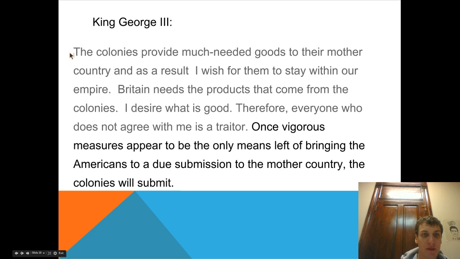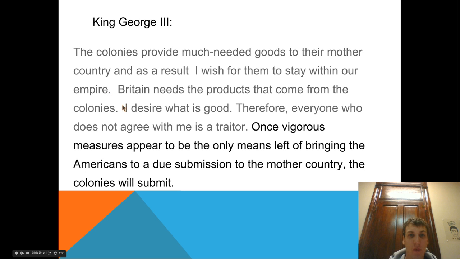So let's break this down. What's he saying in the first part? The colonies provide much needed goods to their mother country, and as a result, I wish for them to stay within our empire. So he's saying the colonies provide goods to the mother country. So what system is he really talking about here? And what's he saying that that system of mercantilism does for the British Empire? Exactly, it makes them richer. So then he's saying the colonies make us richer, so I want them to stay.